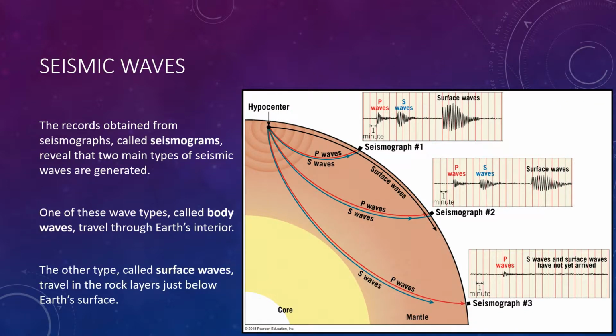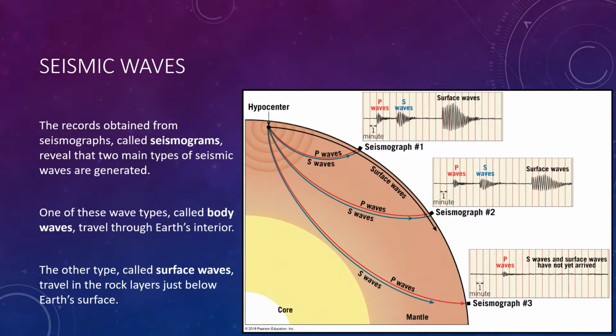The records obtained from seismographs, called seismograms, provide useful information about the nature of seismic waves. Seismograms reveal that two main types of seismic waves are generated by the slippage of a rock mass. One of these waves, called body waves, travel through the interior of the Earth. The other type, known as surface waves, travel only in the rocky layers just below Earth's surface, or along the surface. So you'll note there's a lot going on in this image here, and we will reference this multiple times. For now, just understand that there are surface waves and body waves based on where they go along the Earth or in the Earth.